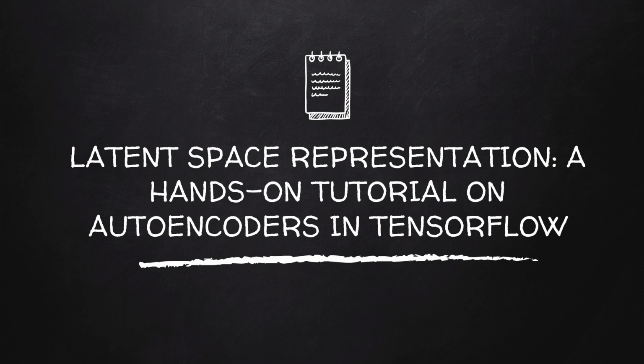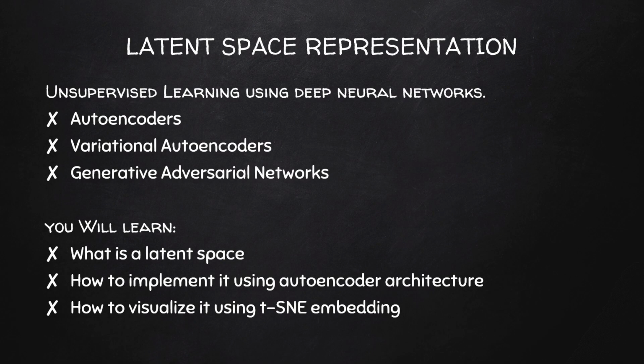Latent space representation, a hands-on tutorial on autoencoders in Tensorflow. This is part 1 of the series of tutorials on unsupervised learning using deep neural networks. This would cover the following topics: autoencoders, variational autoencoders, generative adversarial networks. In this tutorial, the focus would be on latent space implementation using autoencoder architecture and its visualization using t-SNE embedding.